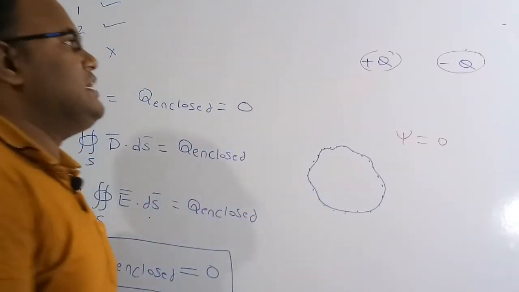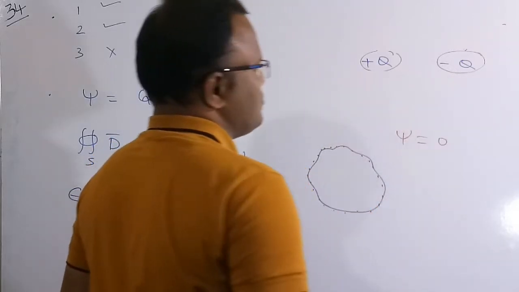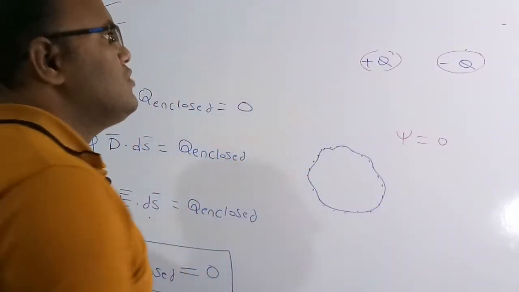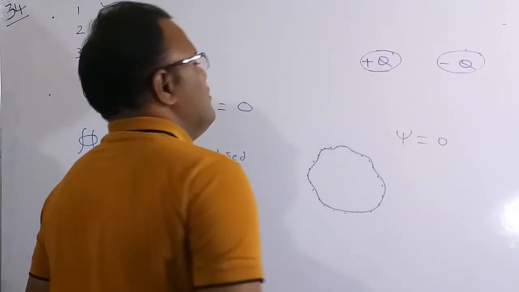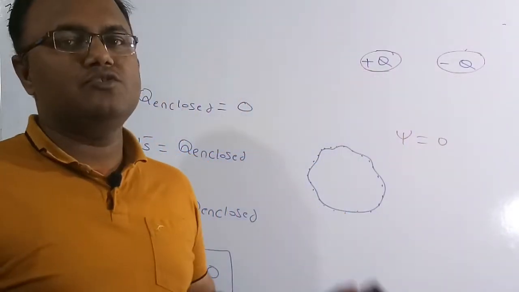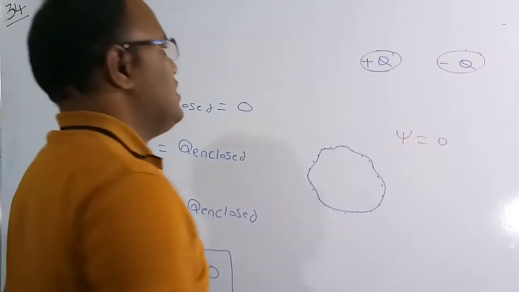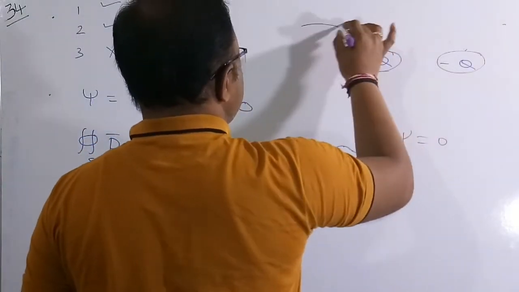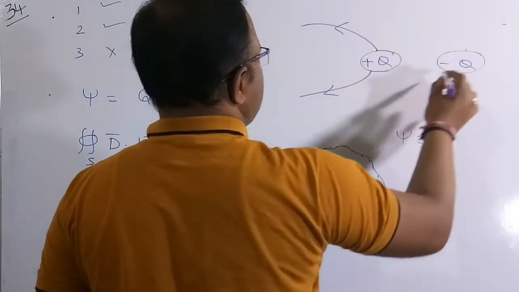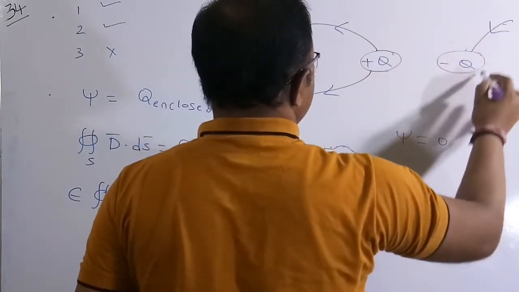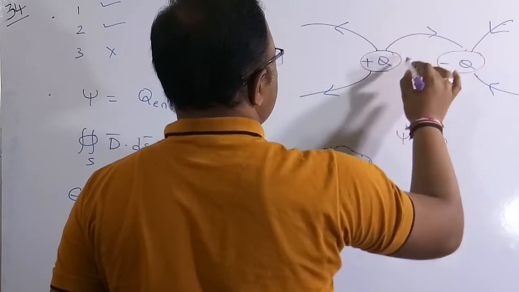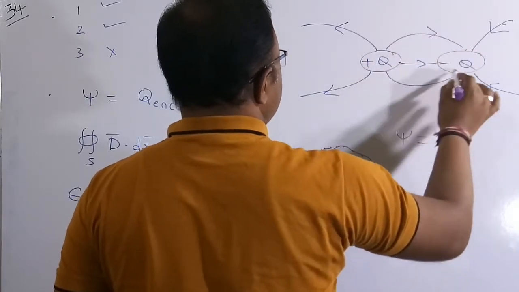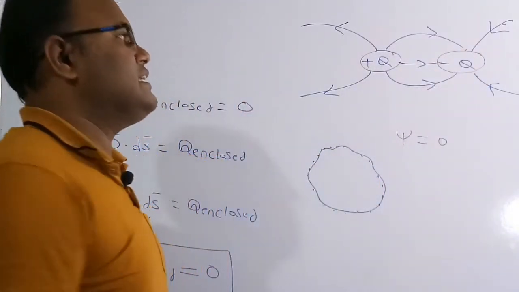Suppose there is a plus q and a minus q; this is called a dipole. For a positive charge the electric field radiates outward, whereas for a negative charge the electric field radiates inward towards the charge. So the positive charge radiates the electric field in this manner, the negative charge takes the electric field inside, and from positive to negative charge the electric field moves in this manner.